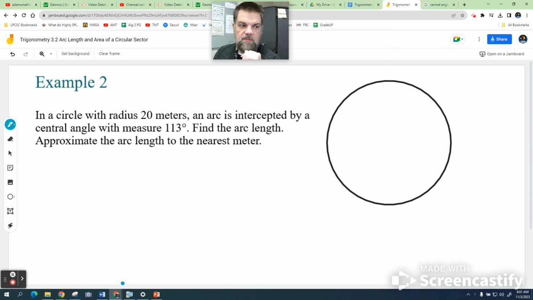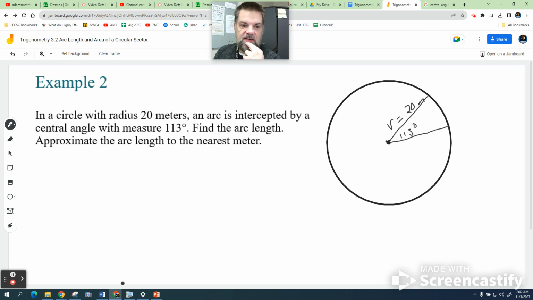So it's telling me that I have a central angle of 20 degrees, right? And then it's also telling me, no, wait, I got the numbers backwards. It's 113 degrees. Ugh, coffee hasn't kicked in yet. And my radius is equal to 20 meters.